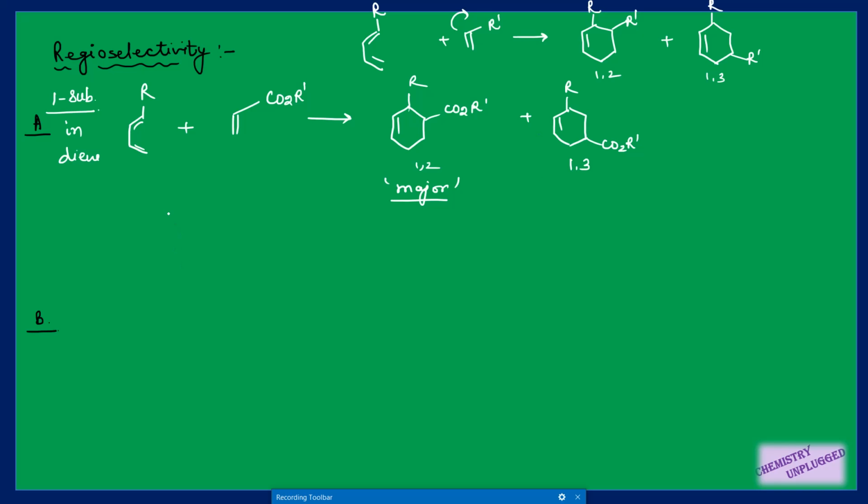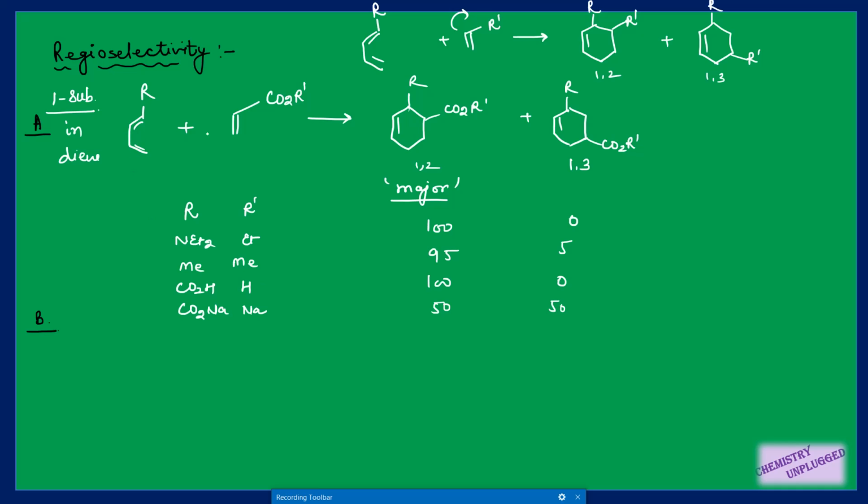How can it increase? Suppose I have different R and R dash here. So most of the time your 1,2 product is the major product in all cases. The ratio of this 1,3 product can increase when I have a CO2Na group, as R, and I have placed R dash as Na, sodium, right?